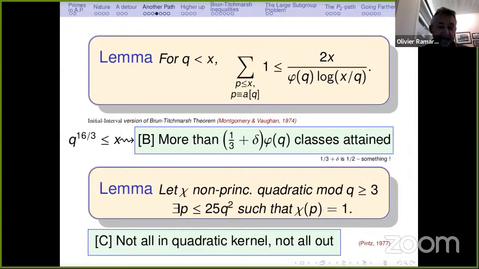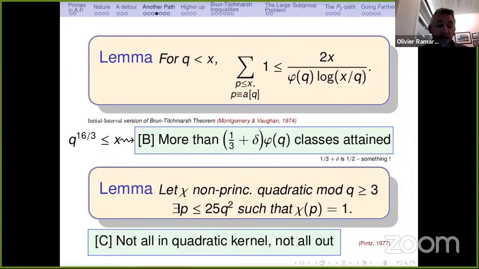Okay, the third ingredient is very simple. I'm going to state it when Q is a prime. If Q is a prime and you look at the squares, the residue classes modulo Q are split into squares and non-squares, 1/2 on one side, 1/2 on the other side.